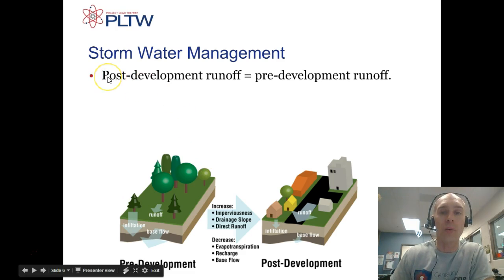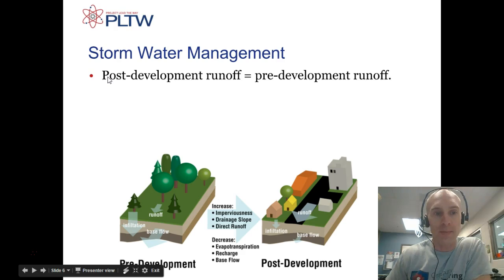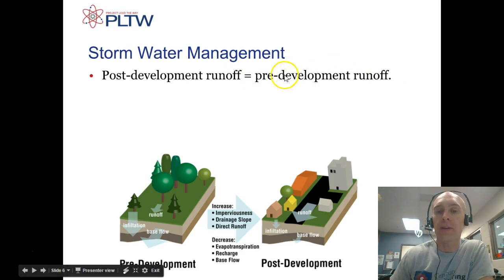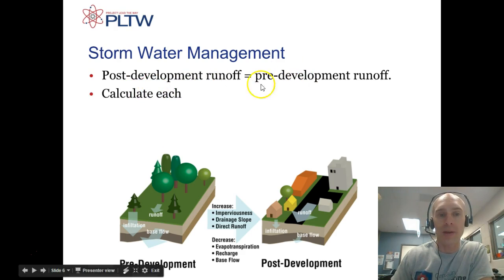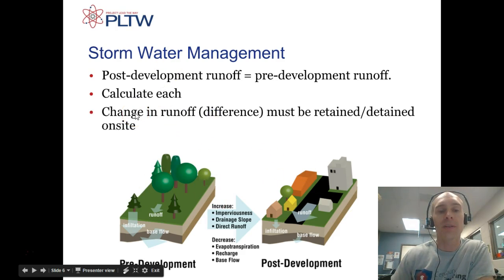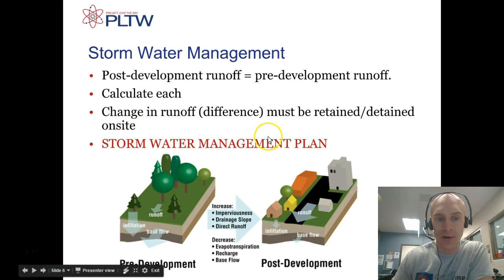So our goal, what we're going to actually do for our calculations here, and this is going to be part of your assignment, is we want to figure out how we can make post-development runoff equal to pre-development runoff. And in order to do that, we need to figure out what is our change in water runoff from after we develop it. So that's what you're going to solve for, is how much runoff change is there, and that's in cubic feet per second. So you need to calculate the pre-development and calculate the post-development, and these pictures are sort of backwards. I'll talk about those in a second. Then determine what is the change in runoff. How much difference is there that must be retained or detained on site? That's where we have a stormwater management plan.